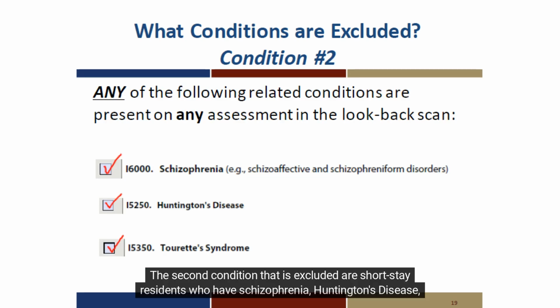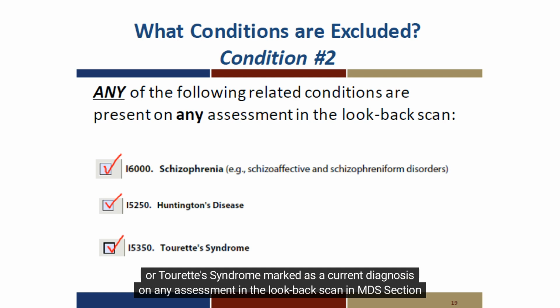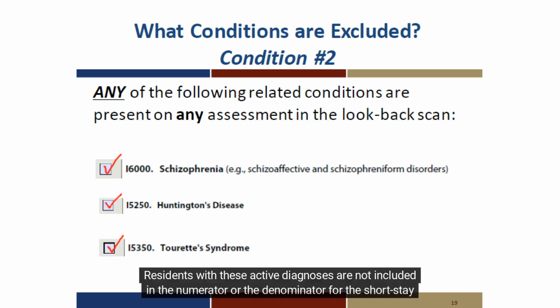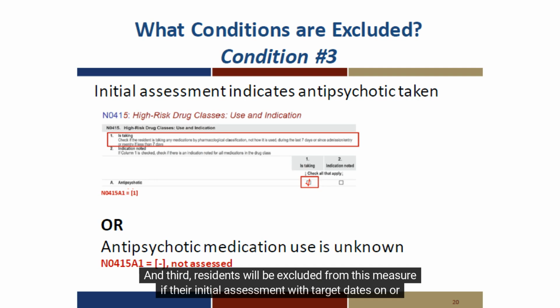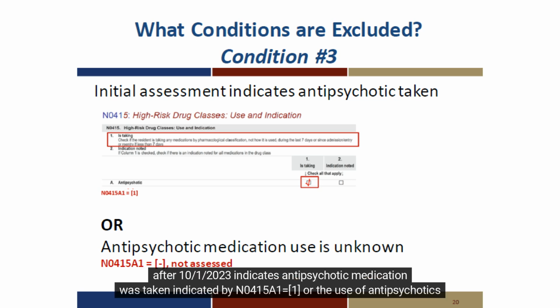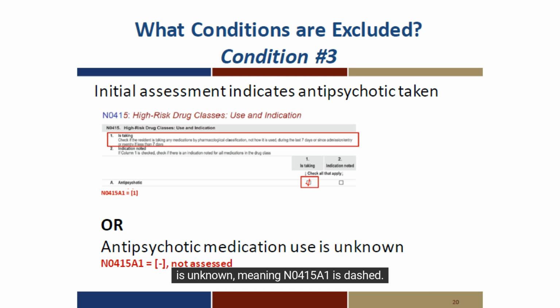The second condition that is excluded are short-stay residents who have schizophrenia, Huntington's disease, or Tourette's syndrome marked as a current diagnosis on any assessment in the look-back scan in MDS Section I. Residents with these active diagnoses are not included in the numerator or the denominator for the short-stay antipsychotic quality measure. And third, residents will be excluded from this measure if their initial assessment with target dates on or after October 1, 2023 indicates antipsychotic medication was taken, indicated by N0415A1 equal to 1, or the use of antipsychotics is unknown, meaning N0415A1 is dashed.